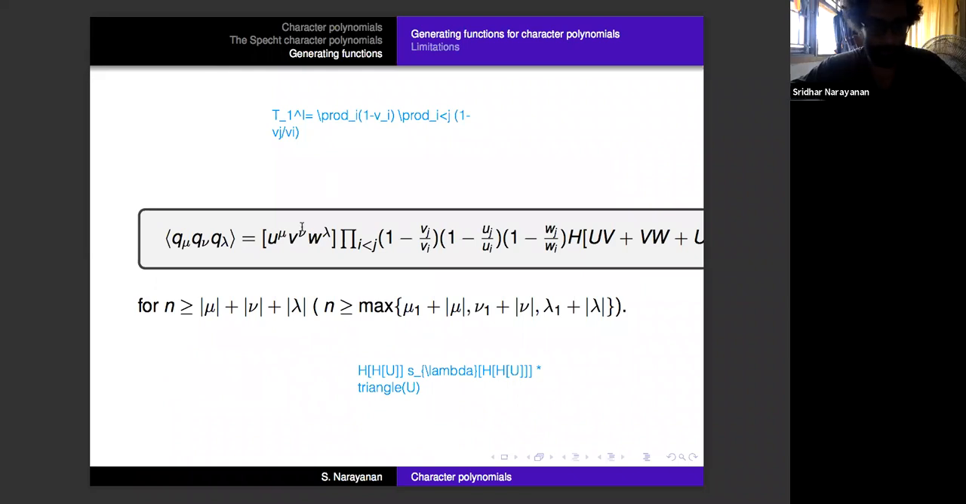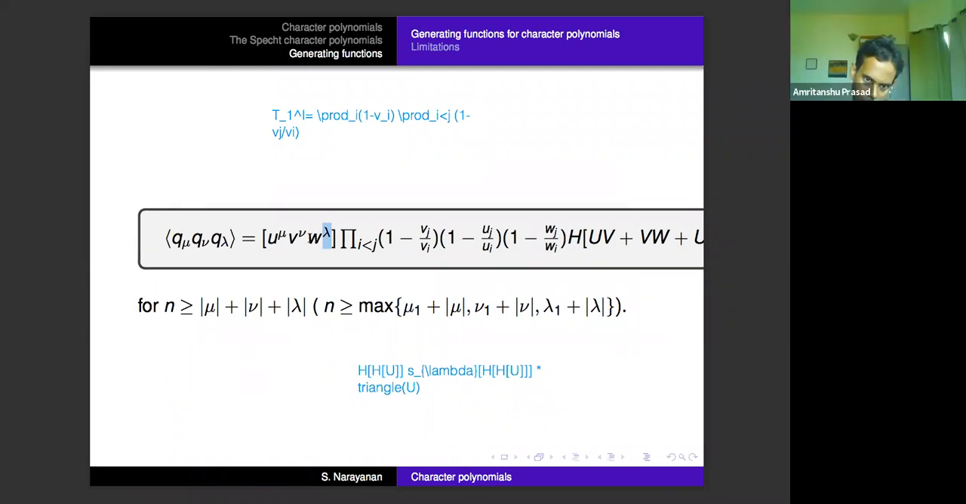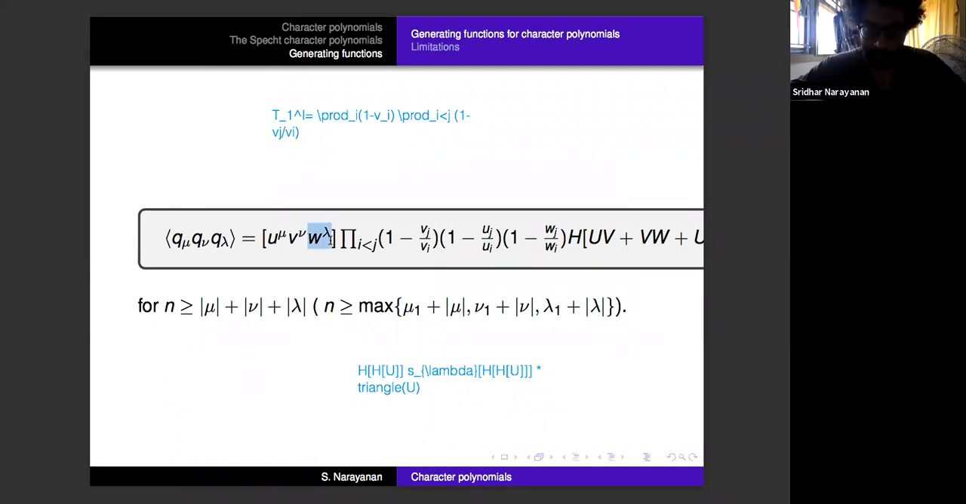You can also do the same thing for reduced canonical coefficients, or stable values for those, and then you get these three things. This part is cut off, so I'm just going to read it out. This says H plethysm UV plus VW plus UW plus UVW.